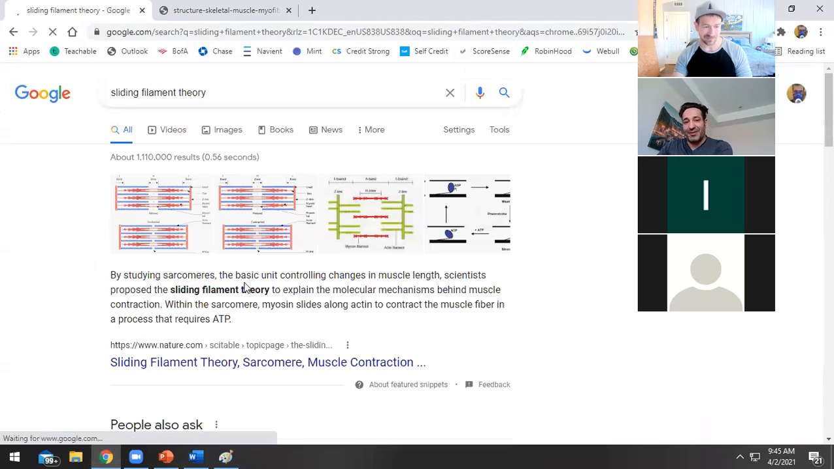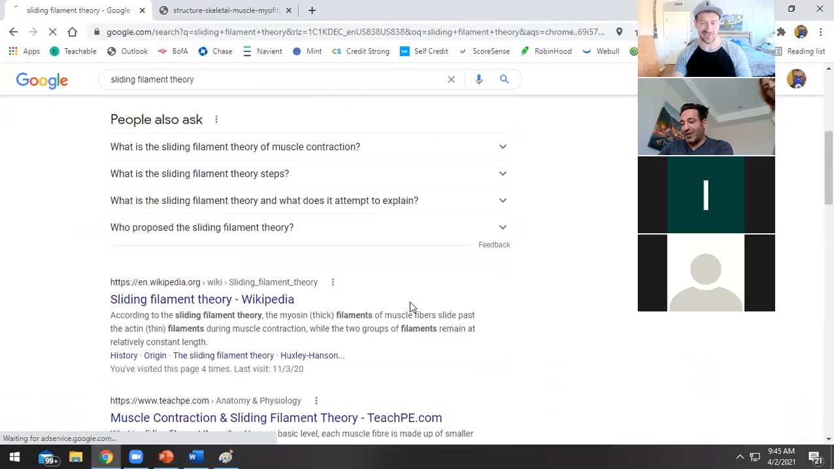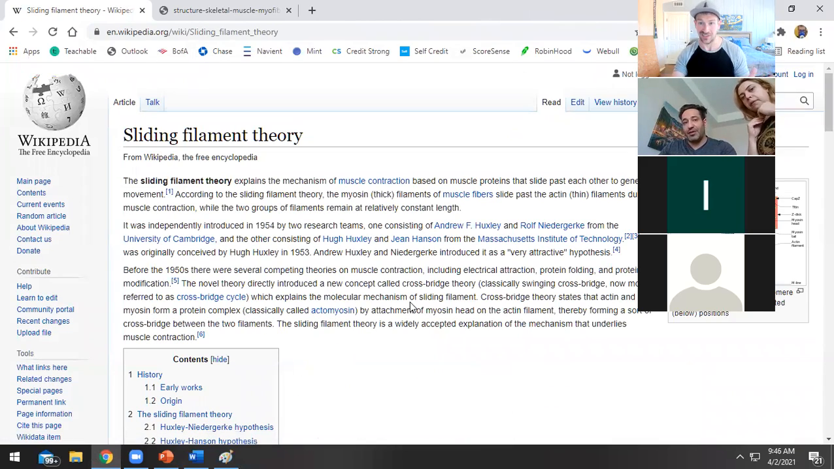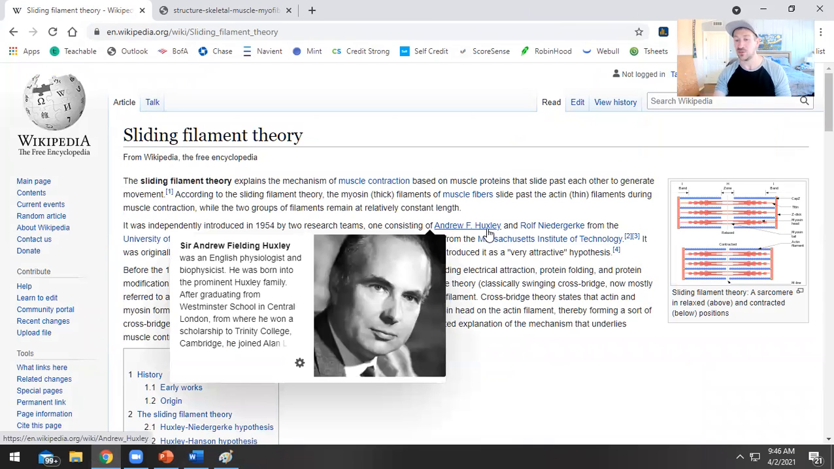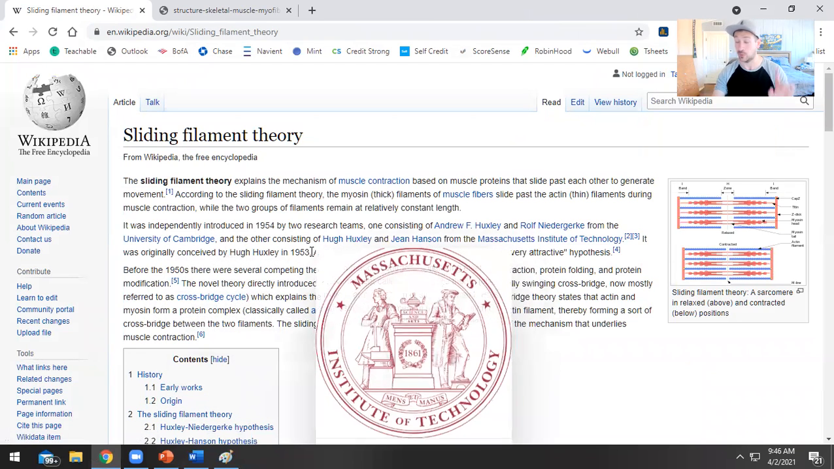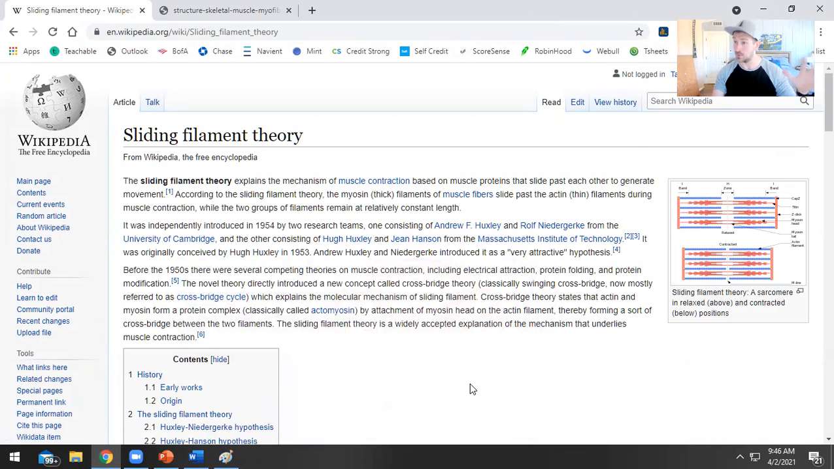So check this out. It's sad that I don't remember their names in particular, because I actually did a paper on this in school. But there were two totally independent teams in 1954, Andrew Huxley and Rolf Niedergerk, who were at Cambridge, and they used this special microscope that they designed specifically for this experiment, and they zoomed in on muscles to see the sliding happening.